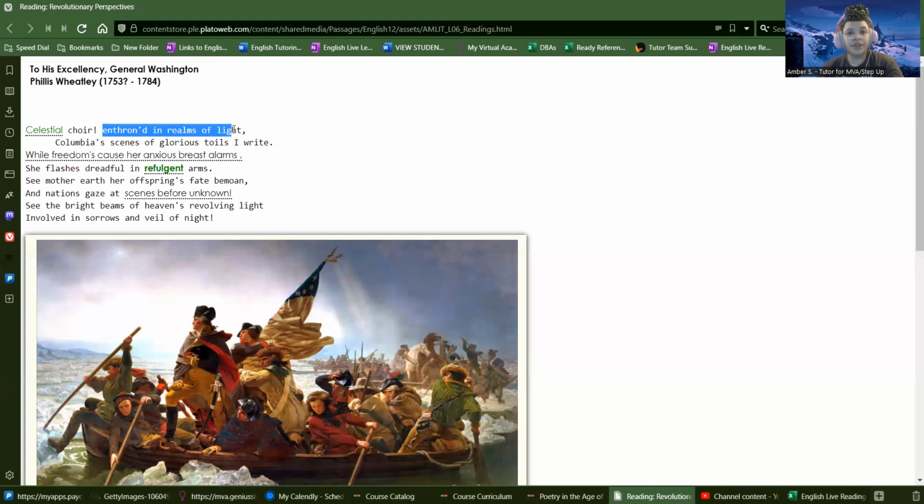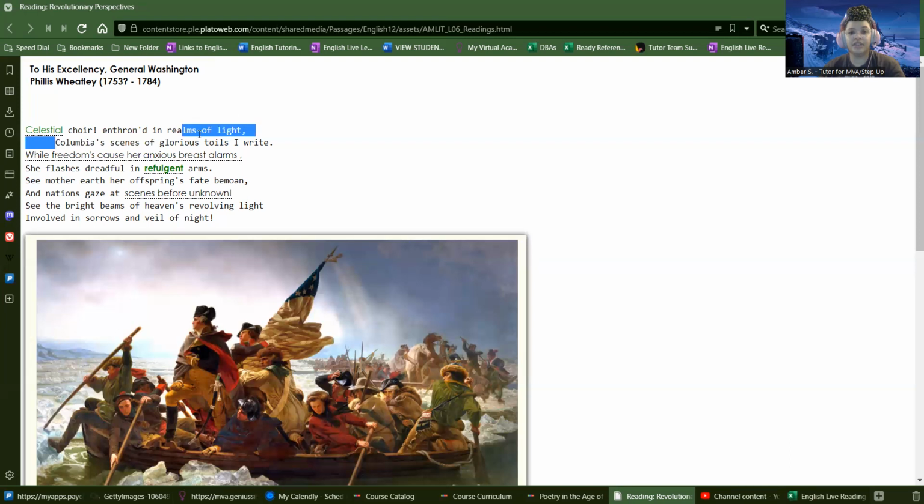So, enthroned in realms of light. If you're enthroning someone, you're basically installing them as a ruler, right? So we're saying that the heavenly choir is settled in or installed in these realms of light. So they're basically talking about heaven.